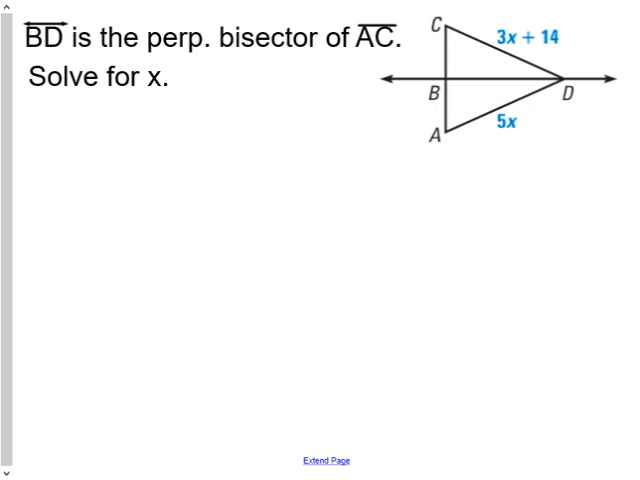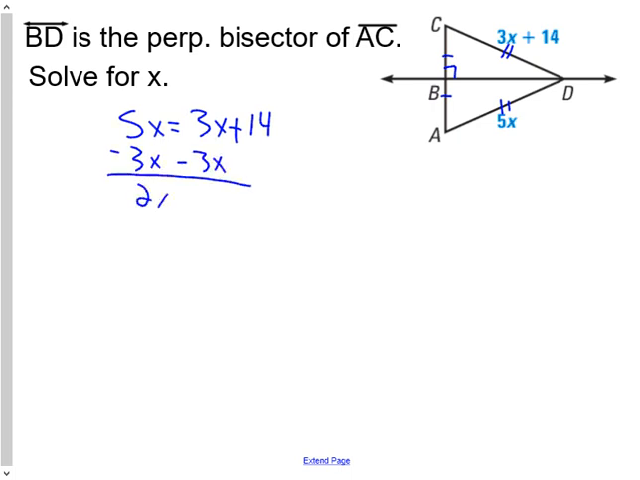BD is a perpendicular bisector of AC. Solve for x. Right, so if this is a perpendicular bisector, these must be congruent, and so you've got 5x, this 3x plus 14. Subtract the 3x from both sides to get 2x is 14, and x is 7.